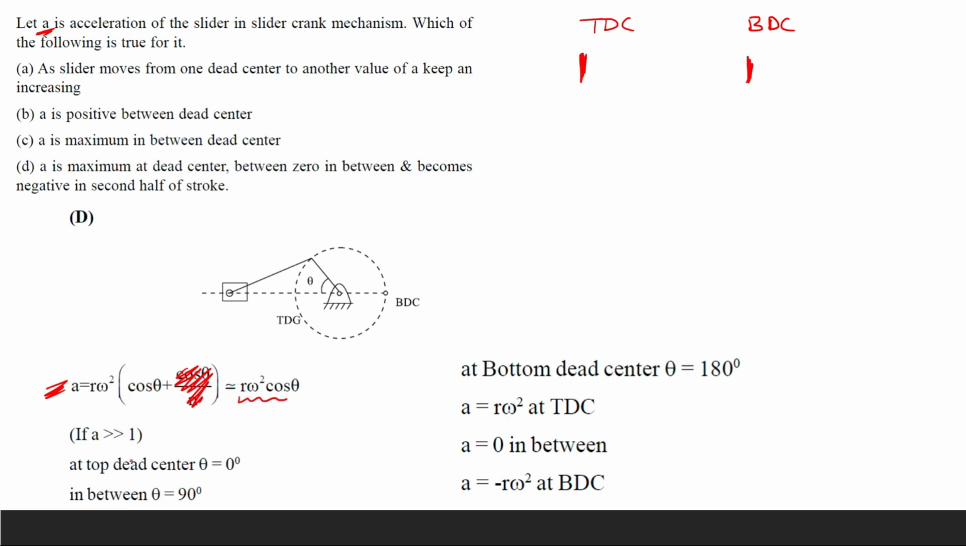Now here you can see that at top dead center theta is 0 degree, in between it is 90 degree, and at the bottom dead center it is 180 degree. When you put the values here, at top dead center it is r omega square, in between 0, and at bottom dead center the magnitude is the same as at top dead center, but the sign, the direction, is different. So this is the maximum value, this is also a maximum value, and this is the 0 value. So maximum at dead center, 0 in between, and negative in the second half of the stroke. Second half means when it goes from 90 to 180, and the first half is before that. When it is 180 degree, it is a complete stroke.